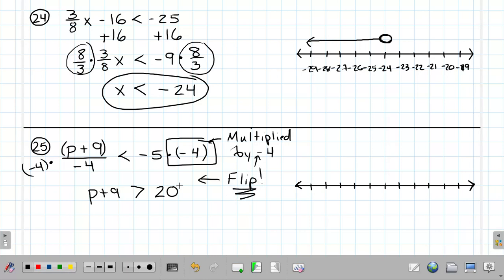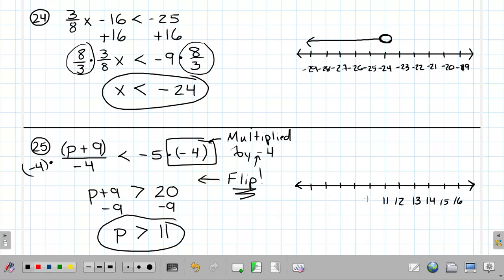If I don't, then my whole thing's going to be wrong, because now we see, well, what's the next step? Now it's actually to subtract 9. So P, we subtracted 9. It shouldn't change there, is greater than 11. And then once again, we just label our number line.